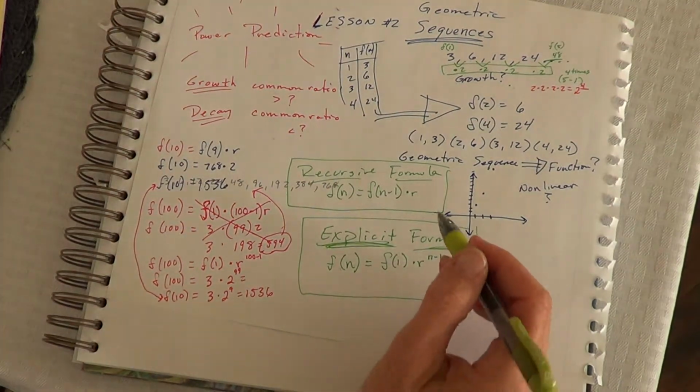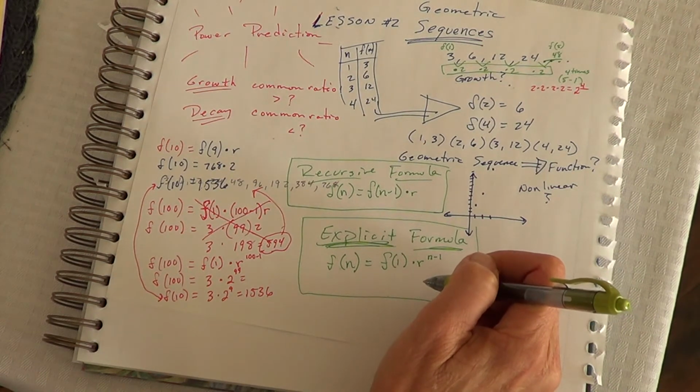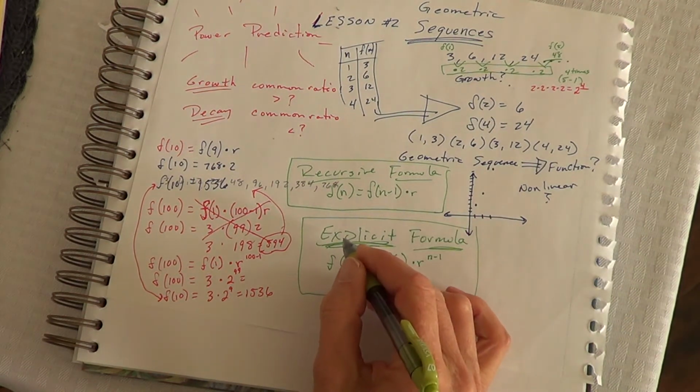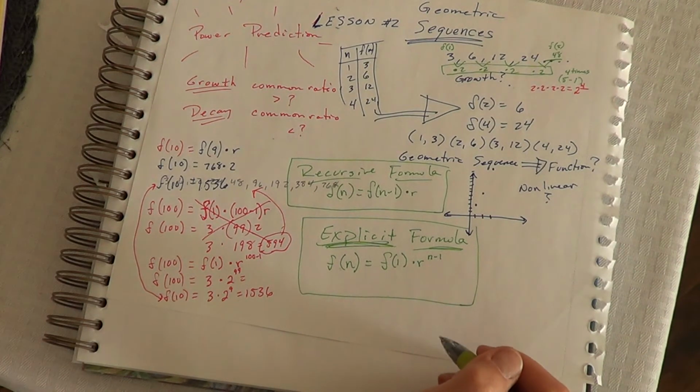Okay. I do want to talk about why the recursive switched to a times on this and why the explicit switched to an exponent. So come into class ready to discuss that.